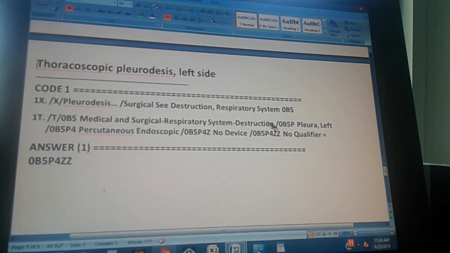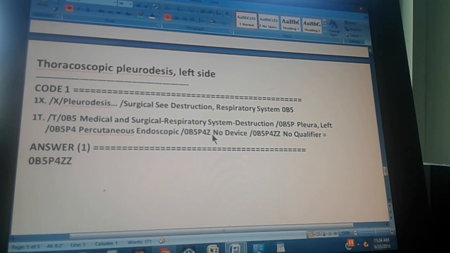Now we're going to continue. What's the body part that we're looking for? The pleura, the left side. So that's P. Now we're looking for the approach. How is it done? The approach is percutaneous endoscopic, percutaneous endoscopy through the skin and thoracoscopy. And that's number 4.